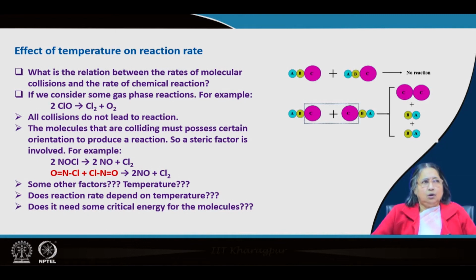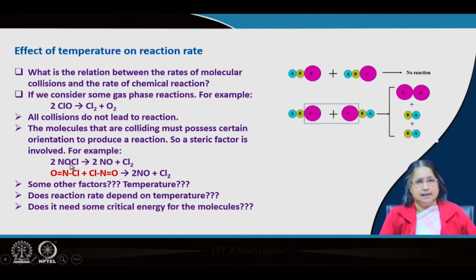No, it is not. All collisions do not give rise to reaction. Another thing is important. For molecules to react or to give some product, some specific orientation is needed. The collision should occur in some specific orientation. I am giving a simple example here.